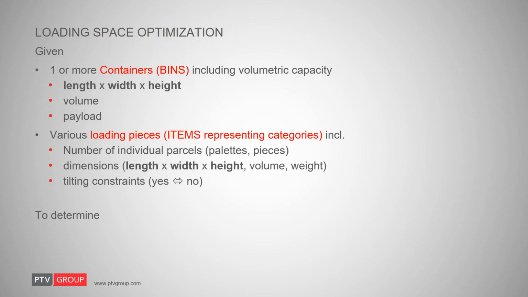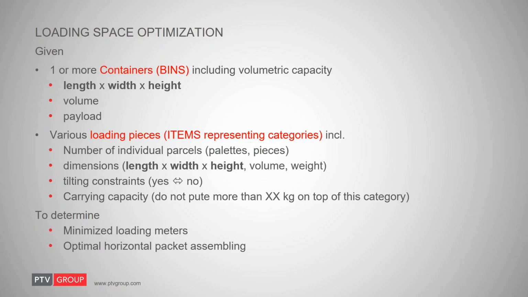On top of this, you can specify how you can deal with these items, whether you can tilt them, yes or no, whether you can stack them, put something on top of them, for example. It makes a big difference if you're loading flat screen televisions or fridges, for example. These are objects you cannot tilt. So that's the object model, and then you have to determine, based on this data, the minimized loading meters, for example, or the other use case, to find the optimal horizontal packet assembling. So how to put these objects into the containers. Quite simple.